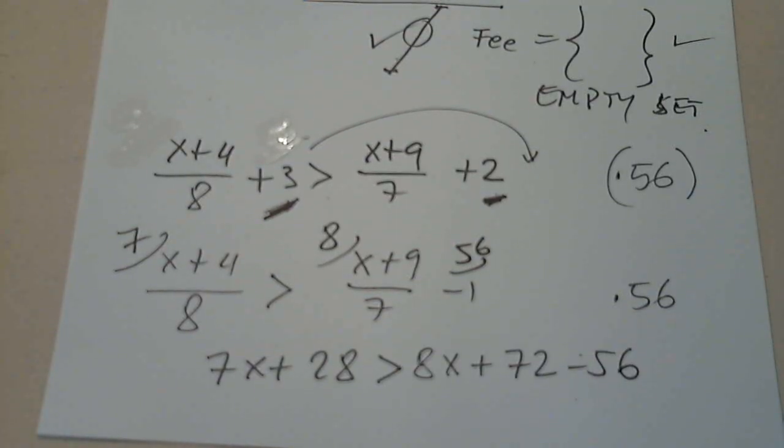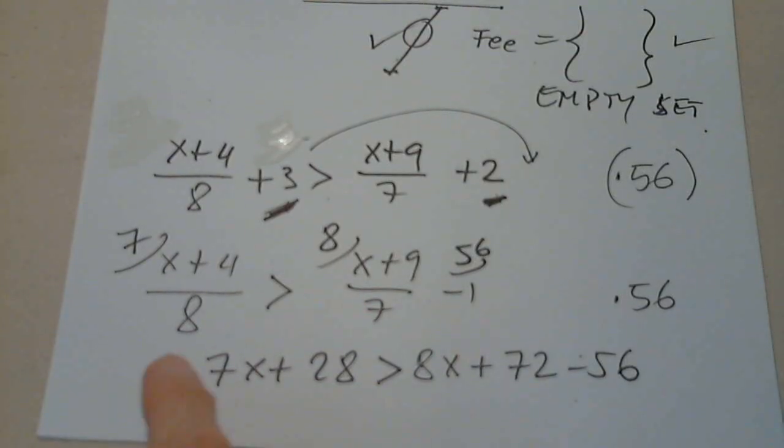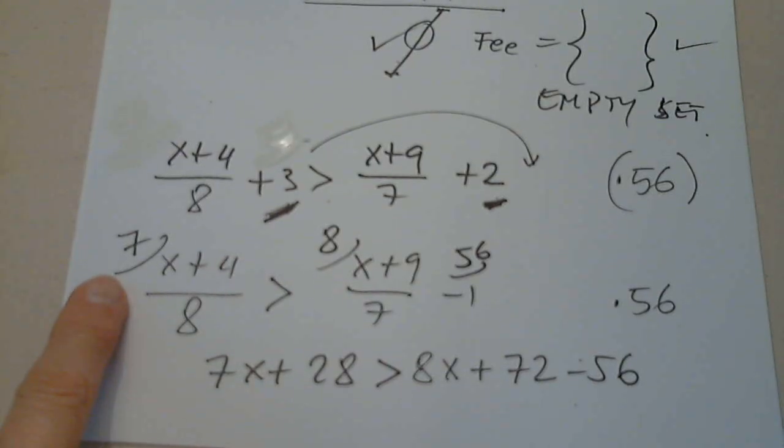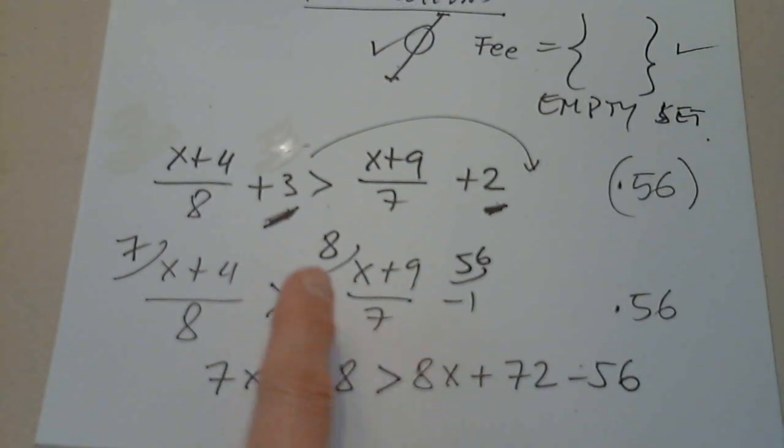Let's see if we understand this step. Any questions on this step? Why'd you multiply by 7 and 8? I thought we were multiplying by 56. Yes, 56 divided by 8 is 7. Okay. 56 divided by 7 is 8.